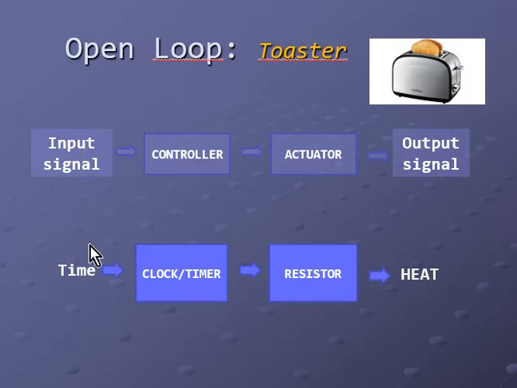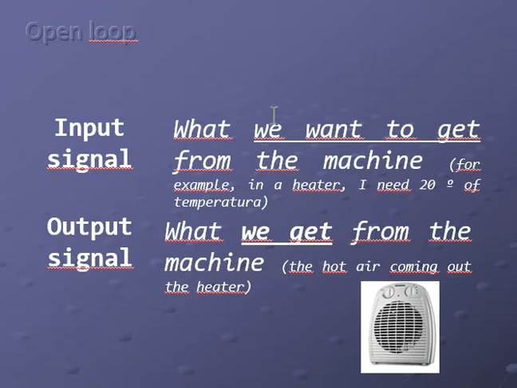The input signal is what we want to have: how much time the toaster is going to be working, and the output signal is the heat we get. So you have a summary here. Input signal, what we're going to get. For example, instead of a toaster, we have a heater. Imagine that you have a heater in your room and you want to get 20 degrees. The output signal is what you really get from the system, in this case the hot air coming out of the heater.